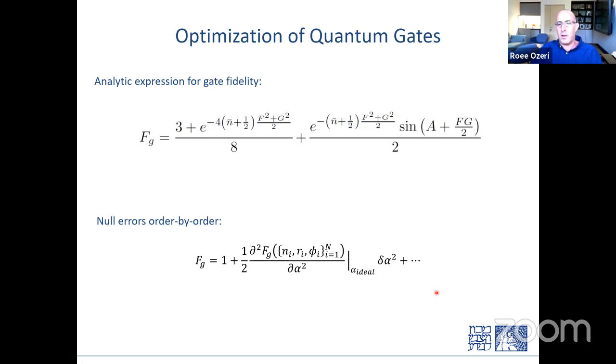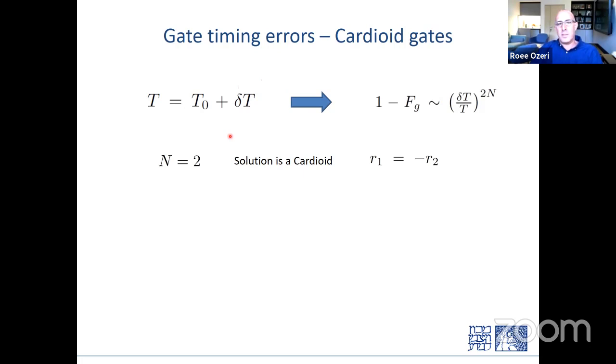So one example is killing the time error in my gate. In order to kill the time error in my gate, I can add more tones to my drive, expand the fidelity, and I can see that I can kill the time error in my gate all the way up to an order of 2n, where n is the number of tones that I use. For n equal 2, I'm going to get rid of the quadratic term in the error. In this case, the solution would be two opposite sine amplitudes. And the shape that I'll draw through phase space instead of a circular shape would be a heart-looking shape. So this would be a cardioid.